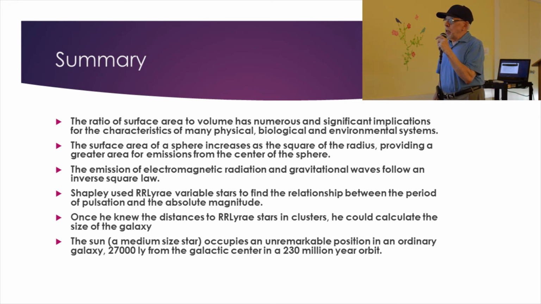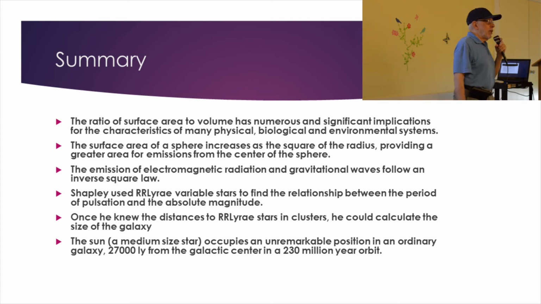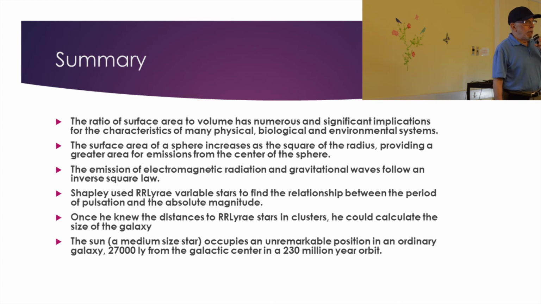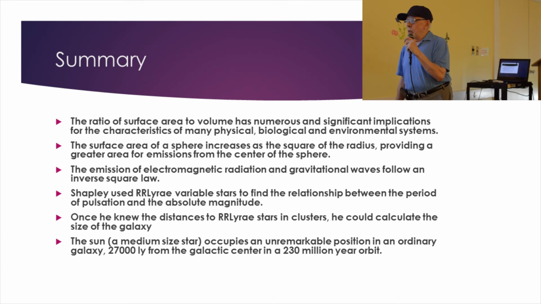Shapley used RR Lyrae variable stars to find the relationship between the period of pulsation and the absolute magnitude. Once he had the absolute magnitude, then he could figure out the distance. So he was able to determine the size of the galaxy. That was his major contribution. And the sun, which is a medium-sized star, occupies an unremarkable position in an ordinary galaxy, 27,000 light years from the galactic center in a 230 million year orbit.